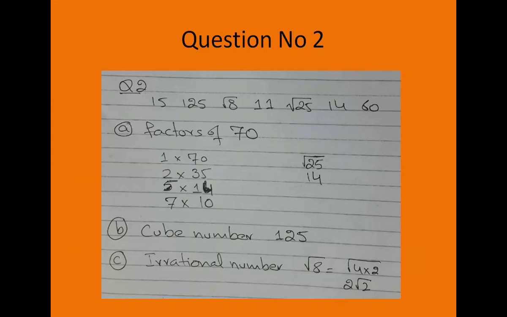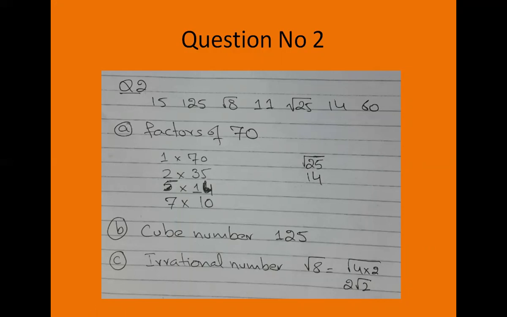So which of the factors of 70 are present in that list? You know this under root 25 means 5, so that is a factor, and 14 is a factor. So very simple and straightforward question. Okay, in the B part he says a cube number. 125 is the cube of 5. 5 raised to power 3. 5 multiply 5 multiply 5. 5 5s are 25, 25 5s are 125. So 125 out of that list is a cube number.